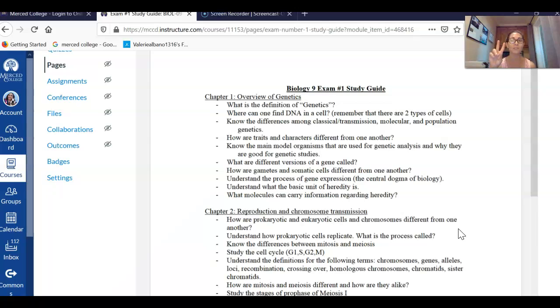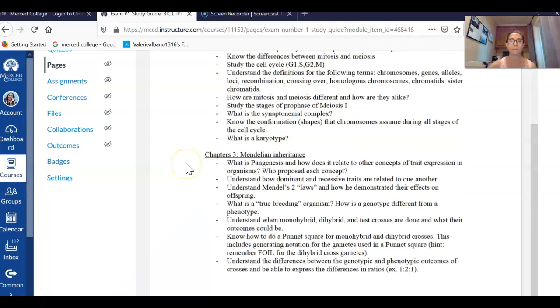Remember, there are 2 types of cells. And here's a hint. One type of cell has organelles, and some of those organelles harken back to prokaryotic cells. So think about that a little bit, okay? So if you can answer all of these questions here, you should do well on the questions from chapter 1.